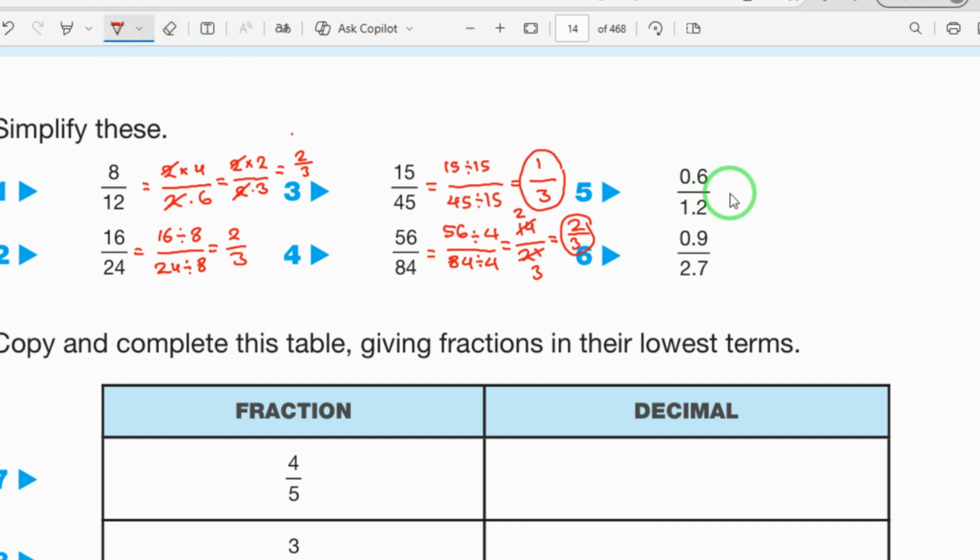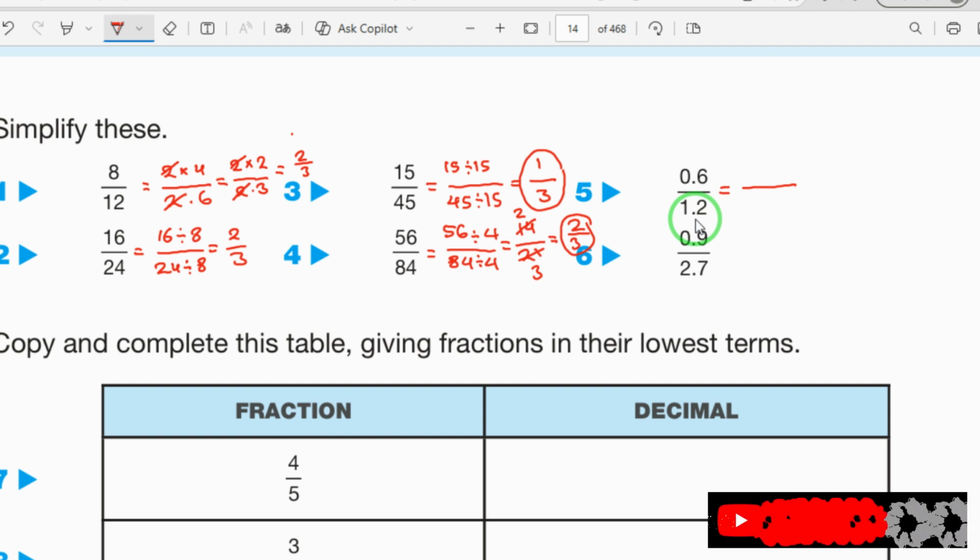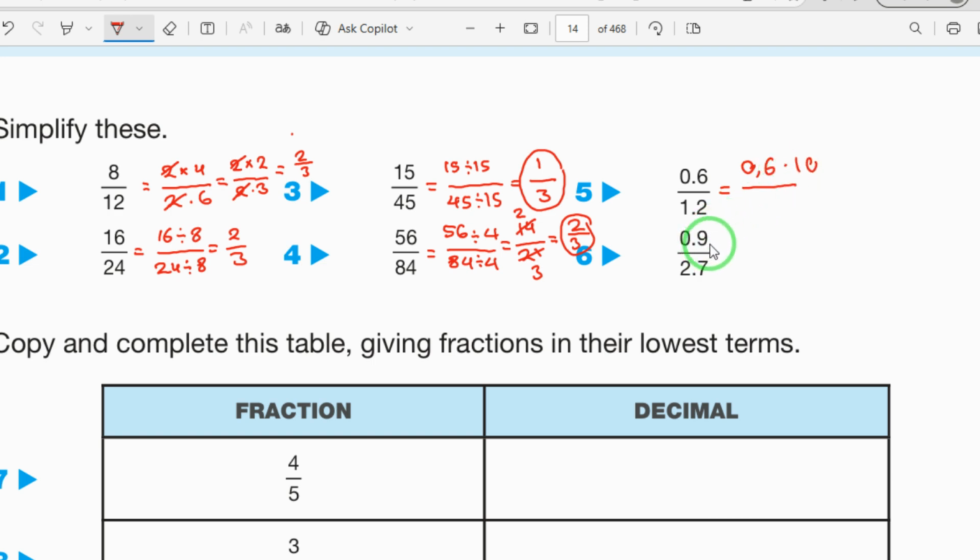Now we come to question number 5. In question number 5, we have 0.6 over 1.2. How can we simplify? We have different methods here. I think the best method is to multiply both numerator and denominator by 10. We have 0.6 multiplied by 10, and in the denominator we have 1.2 multiplied by 10.